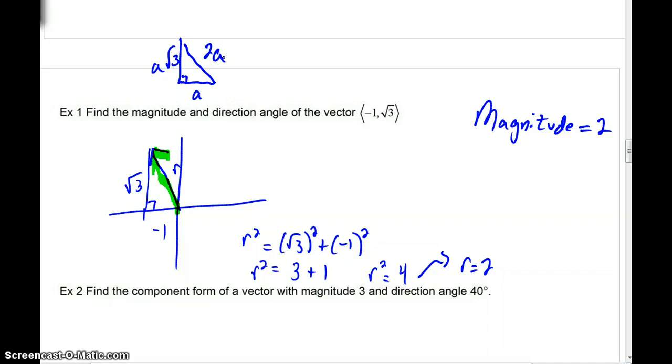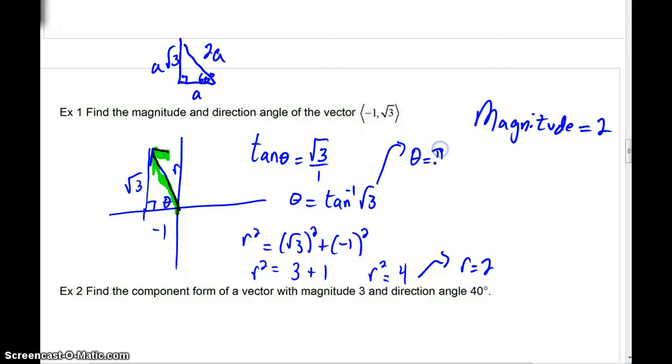That would very quickly allow you to know the magnitude immediately. It can also help you know that this is an angle of 60 degrees across from a root 3. We could also find this angle in terms of degrees or radians via trig. Tangent of theta would be the opposite over the adjacent. Ignoring negative signs for a minute, you could see that theta would be inverse tangent of root 3, and that would mean theta would be pi over 3, or 60 degrees.